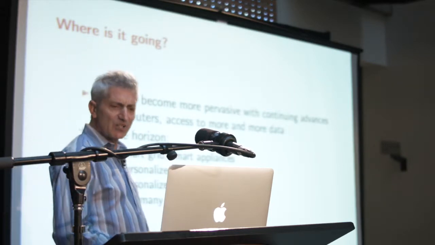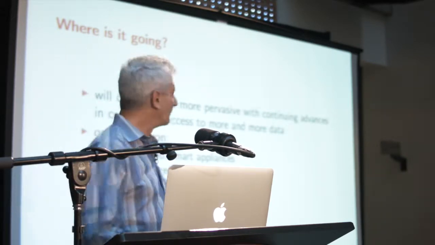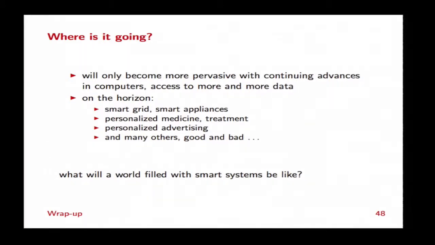The last question, and I'll say nothing about it, is where is it going? First of all, it's not going away. It's going to keep moving forward and get more and more pervasive. You're going to see things like smart grid and smart appliances, and personalized medicine and treatment. You're already seeing spectacular things happening in all of these areas, but you'll see a lot more, and they're going to diffuse out across everything. Personalized advertising, I don't know if that's good or bad. There'll be lots of other stuff happening, some good and some probably bad.